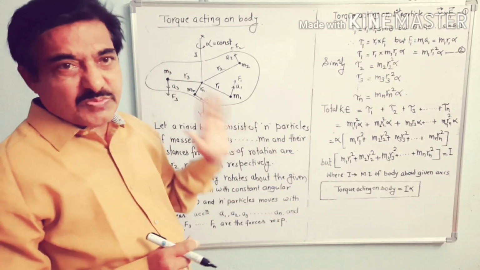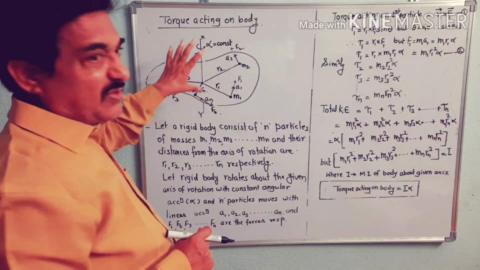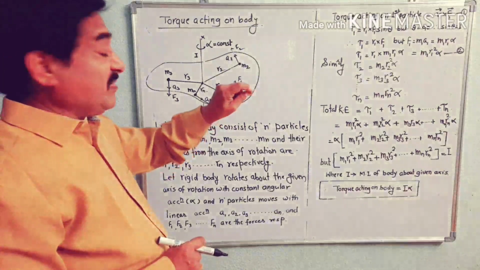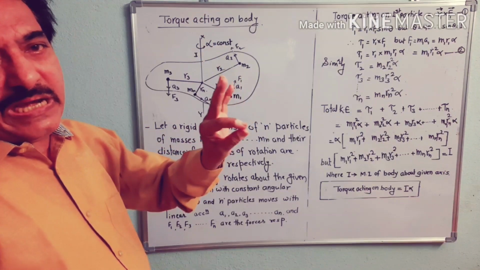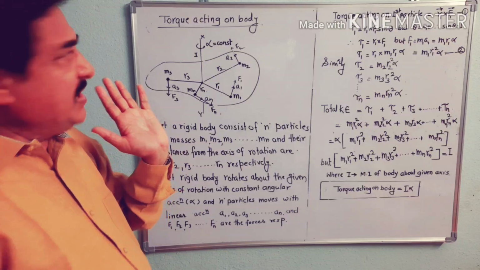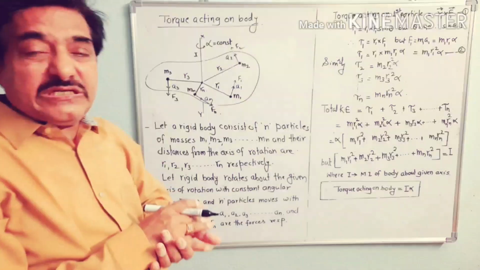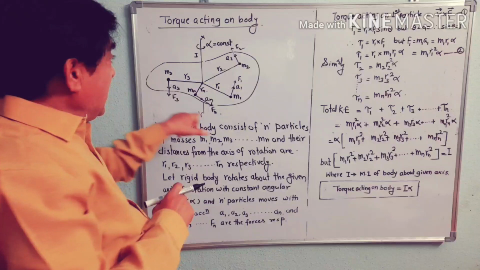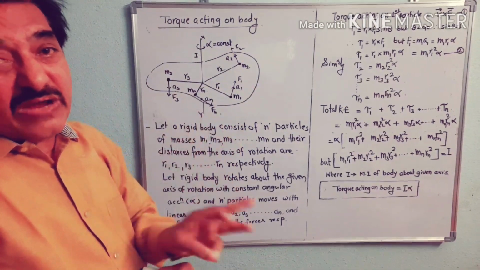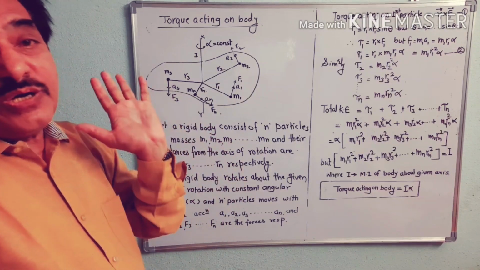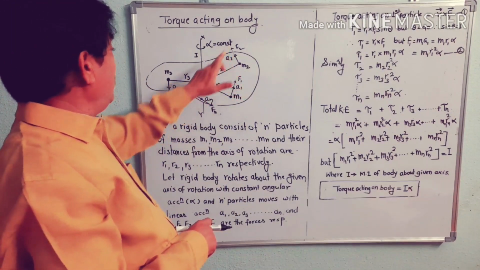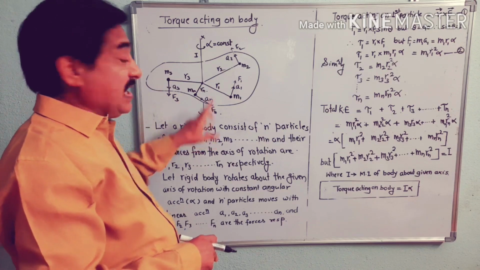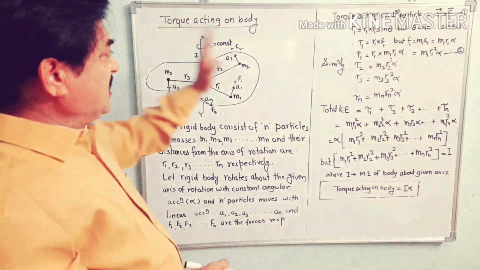So, I will repeat once more. This is a rigid body which consists of n particles of masses m1, m2, m3, dash dash mn, and their distances from the axis of rotation are r1, r2, r3, dash dash rn respectively. This rigid body is rotating with constant angular velocity about the given axis of rotation, and these n particles are moving with accelerations a1, a2, a3, dash dash an respectively, and the forces acting on the particles are F1, F2, F3 and Fn respectively. So this is the description of this figure.